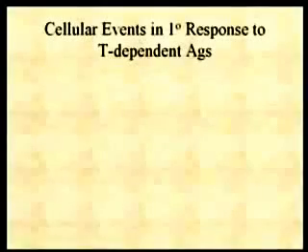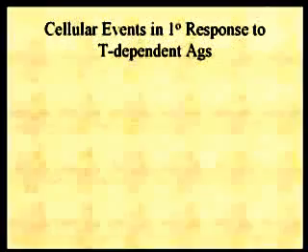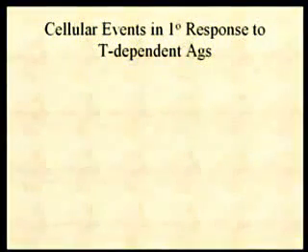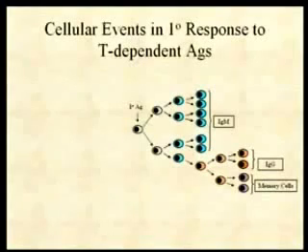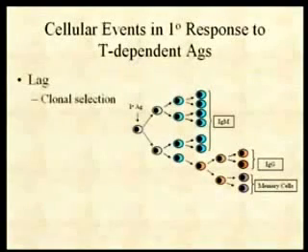Okay. So those are the qualitative changes and the quantitative or kinetic changes that distinguish primary from secondary responses. Now let's go back through that response and explain what's happening at the cellular level. Again, we're still dealing with T-dependent antigens. All right. What's happening in the lag phase?